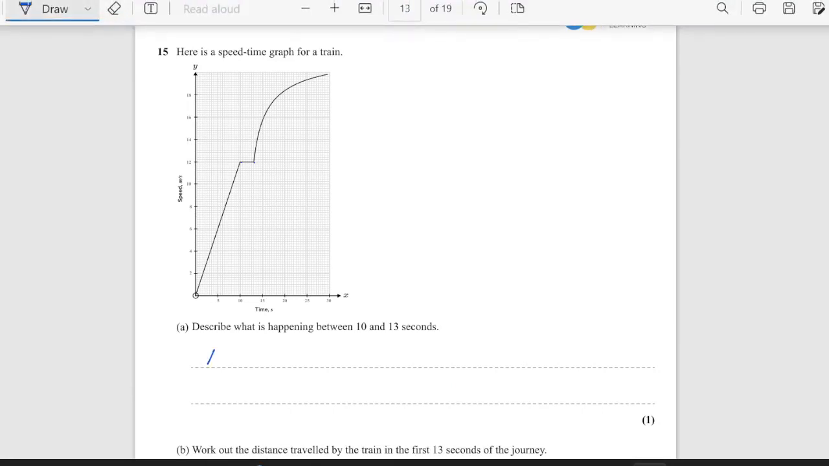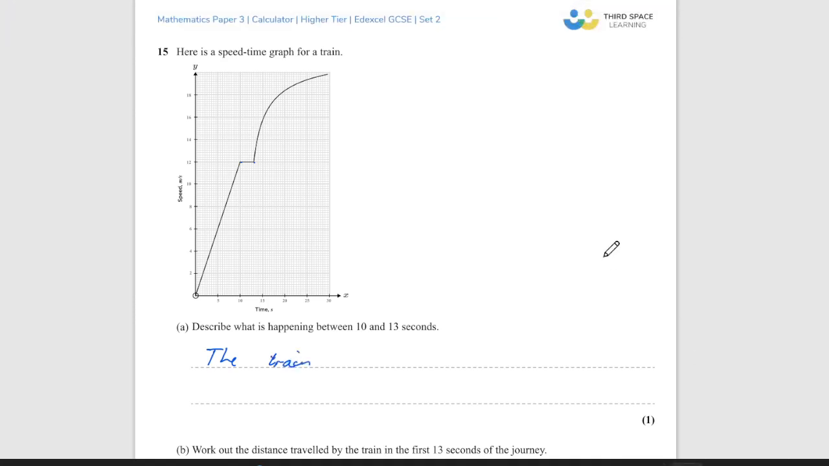Let's try it one more time. The train is traveling at a constant speed.